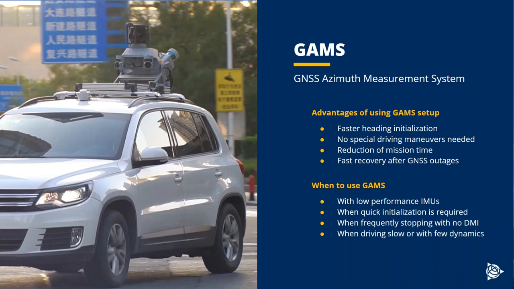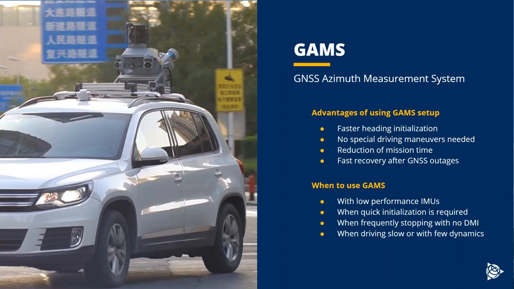And when you have an application where you need to drive very slowly or with few dynamics. An example of this kind of mission would be railway mapping, because the train's accelerations and the turns are very smooth and slow, so the IMU doesn't get too much dynamics and it might start to drift. In these cases, the GNSS will benefit you.